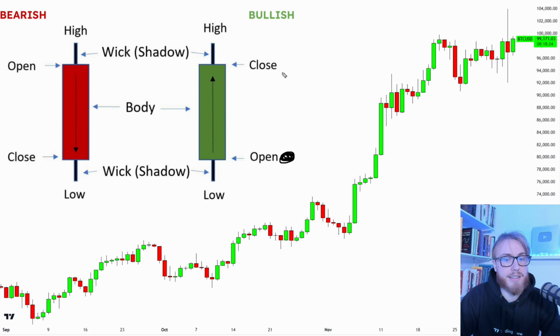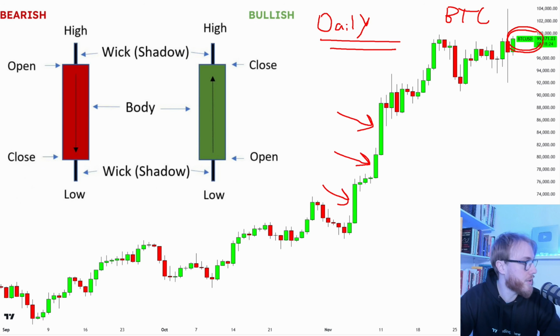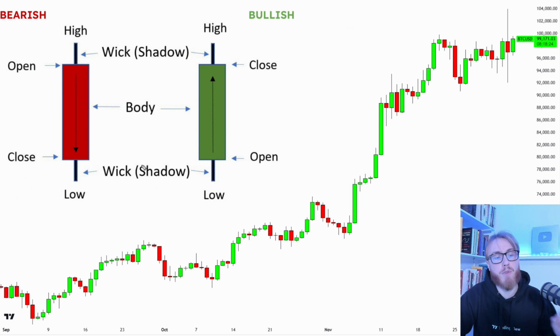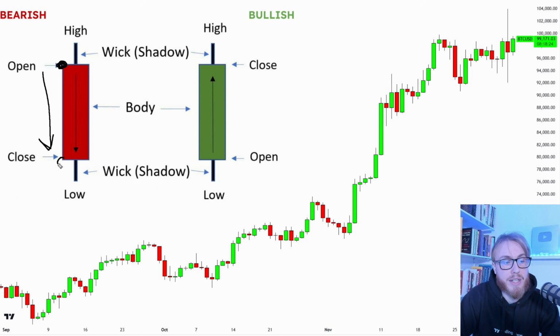Now, the exact same thing, but the opposite is true for the red candle. For the red candle or the bearish candle, the price started up here, and during the candle, or in other words, during the day, the price pushed down all the way down to this point.